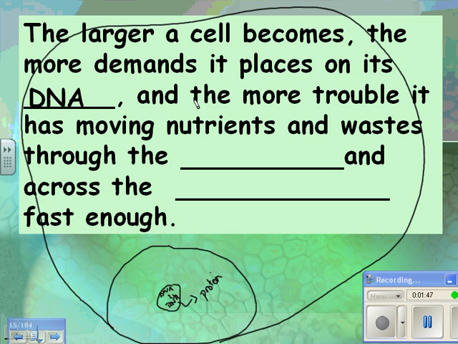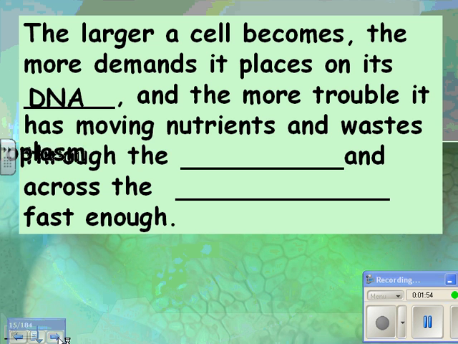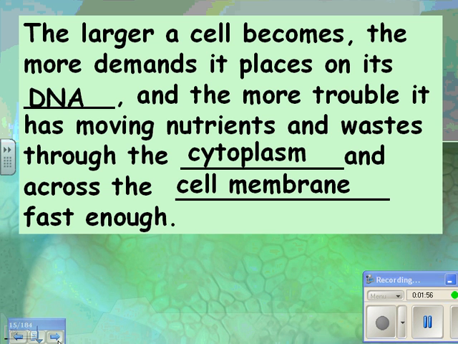Another issue: the larger the cell, the more trouble it has moving its nutrients and wastes through the cytoplasm and across the cell membrane fast enough. This is the diffusion stuff that we've talked about before, the stuff that I think you already know. So the idea here is that if you have a nice little cell, it doesn't take long for stuff to diffuse from here out to here, or for nutrients to diffuse from here into here.